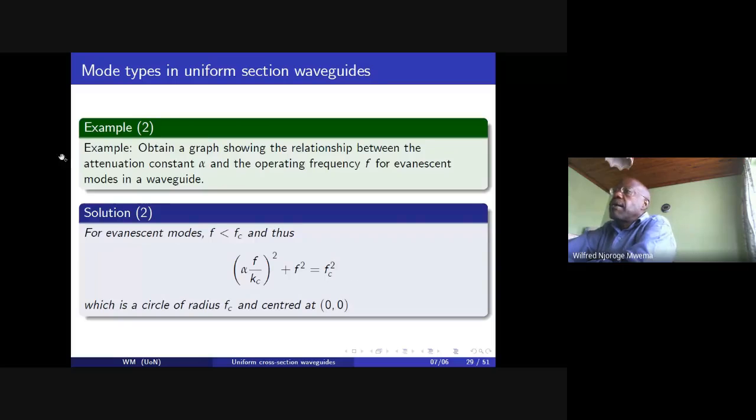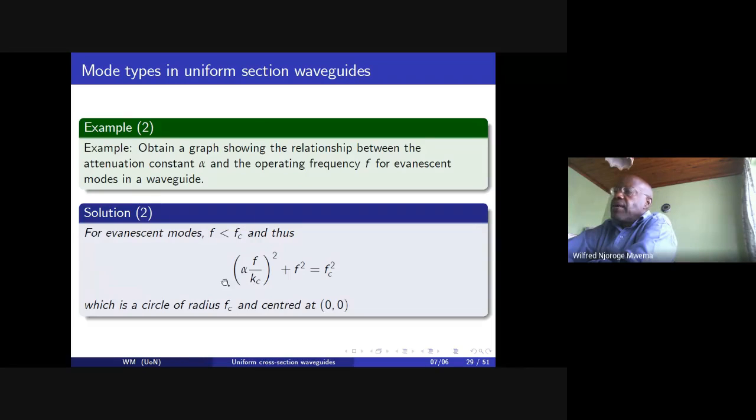So example 2. Obtain a graph showing the relationship between the attenuation constant alpha and the operating frequency f for evanescent modes in a waveguide. So evanescent modes, we have seen that they are not propagating modes, and therefore the operating frequency f is less than the f_c of the guide.